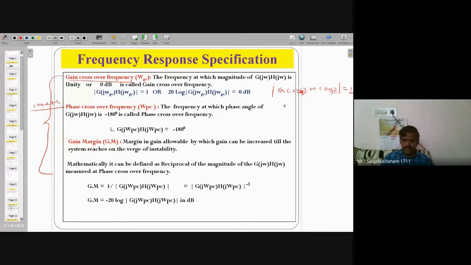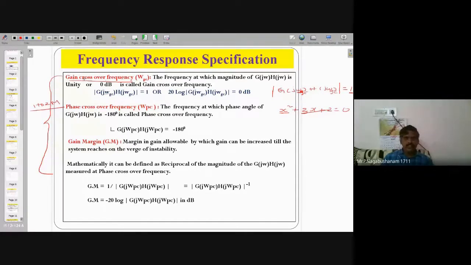Otherwise, let me take an example in terms of maths. X square plus 3x plus 2 equal to 0. For what value of x is it equal to 0? Yes or no? That is called the solution, or the roots of this equation. In the same way, for what values of frequency is the magnitude of the loop transfer function equal to 1? That is called the gain crossover frequency.